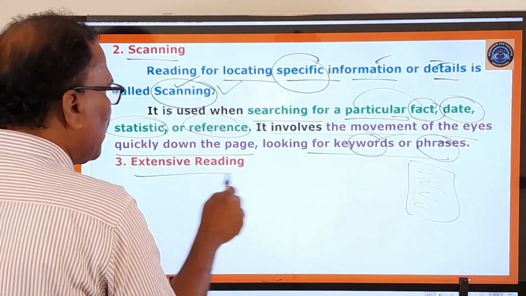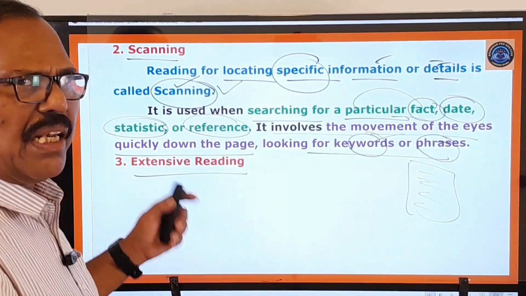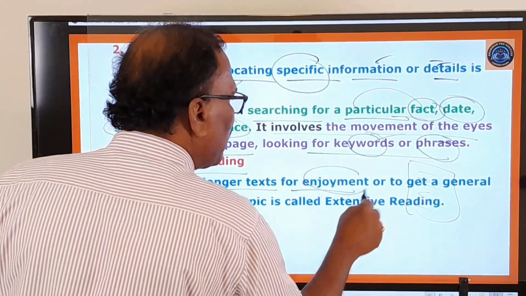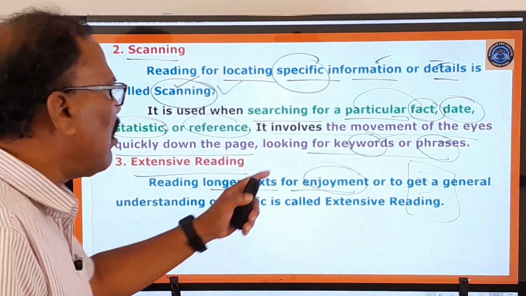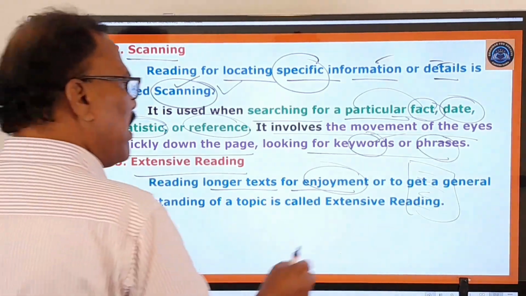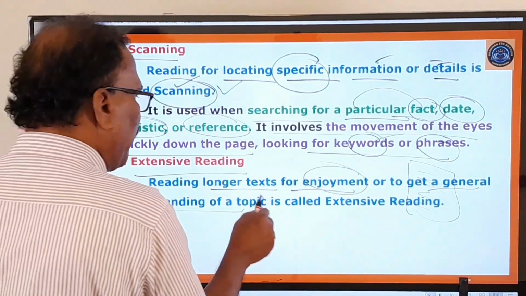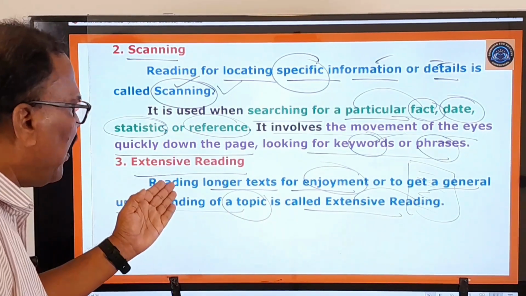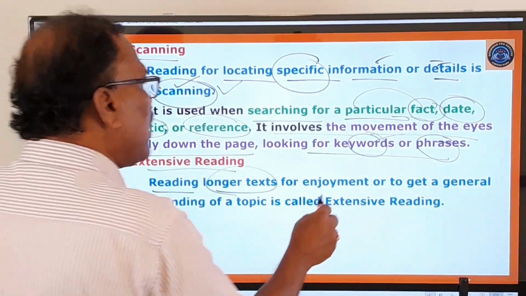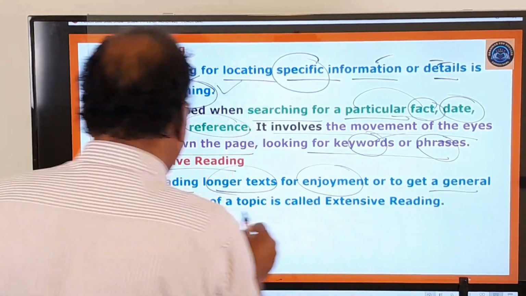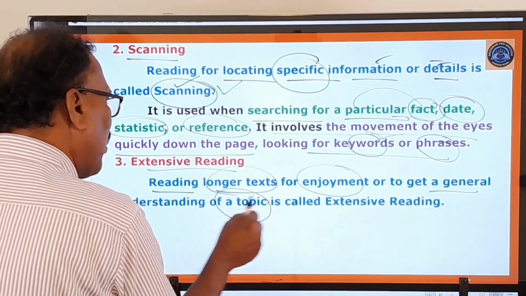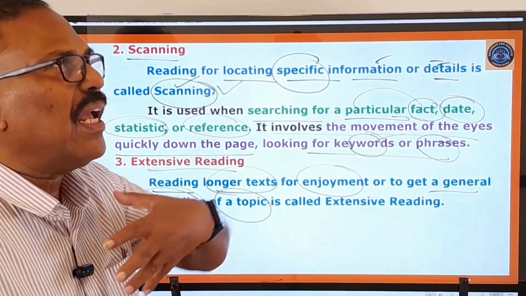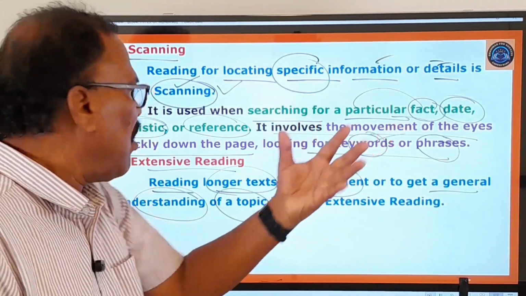What is that? Extensive reading. The name itself tells you: reading longer texts for enjoyment, to get a general understanding of a topic. So it's called extensive reading. It is the type of reading that you take up for enjoyment's sake or to get a general idea or general understanding of the topic. For these two things we read lengthy or longer texts.